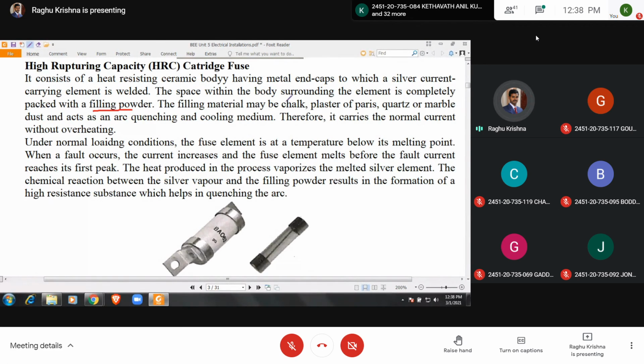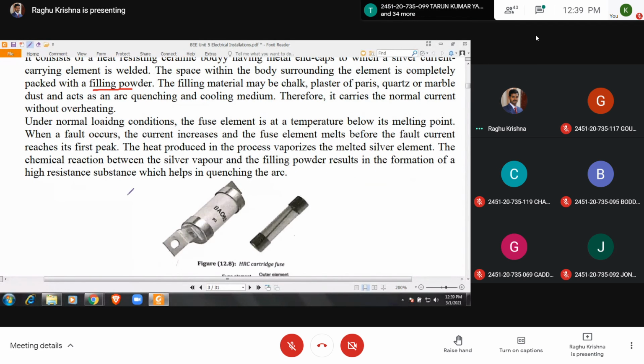The filling material may be chalk, plaster of Paris, quartz, or marble dust, and acts as an arc quenching and cooling medium. So this will cool the wire inside this body. Whatever silver wire is there will be cooled by these materials. So even under normal conditions, the silver wire inside this body will not get heated due to the cooling medium.